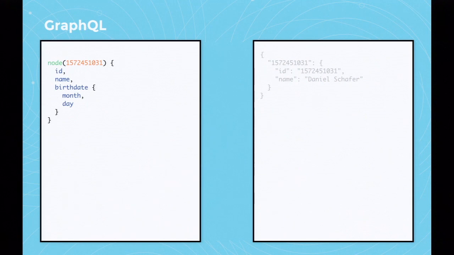We'll query for the birth date object. And then on that object, we'd like to fetch my month and my day of my birthday. And if we update the query on the left, we get the response on the right. Again, notice that the query and the response have the exact same structure. We can exactly predict what we're going to get back in the response from the query.